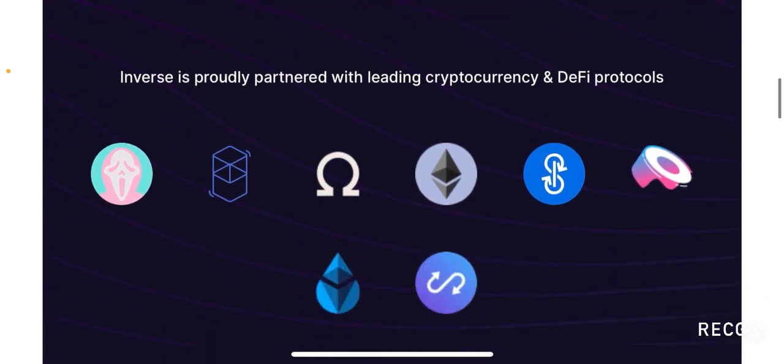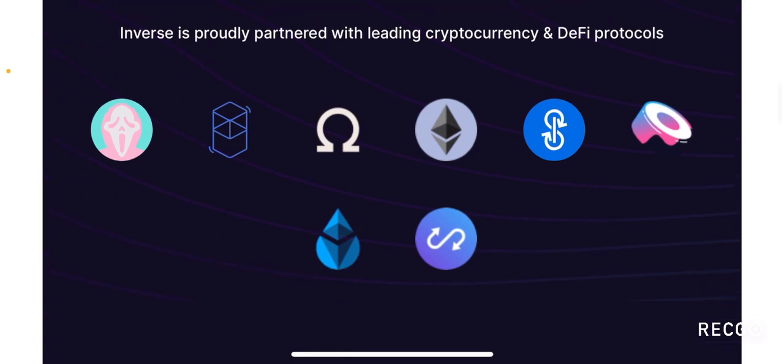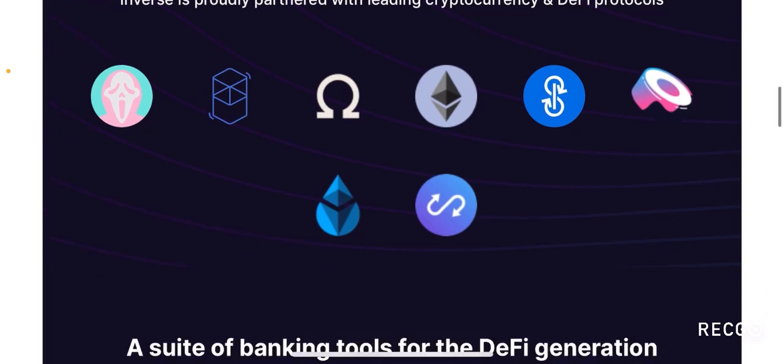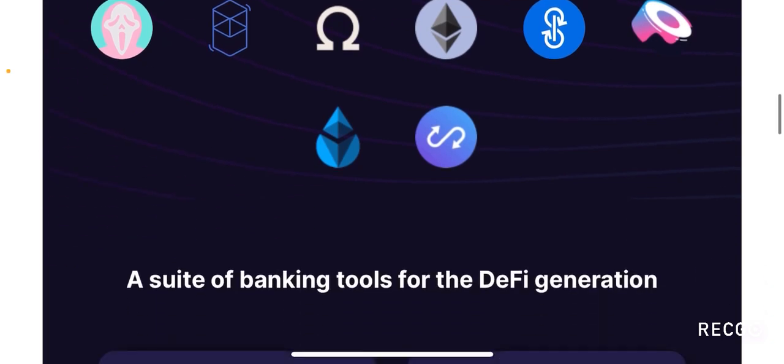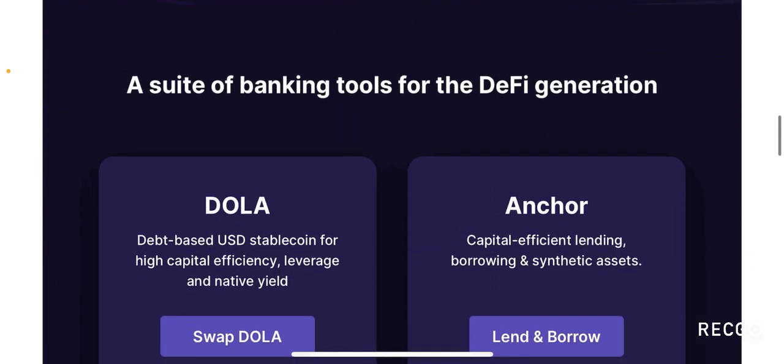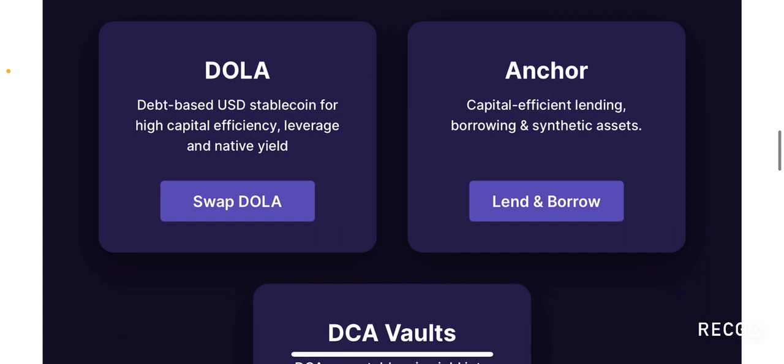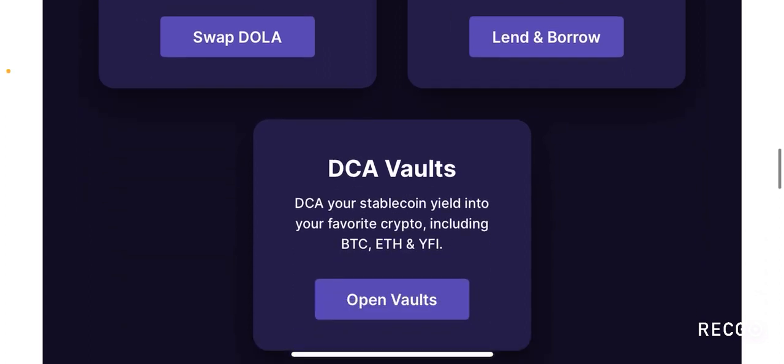So Inverse is proudly partnered with leading cryptocurrency and DeFi protocols. So here are some of the list of projects that they're partnered with. I'm not sure about the first one, but it seems like they're partnered with Phantom, Ohm, Ethereum, Yearn Finance, SushiSwap, as well as AnySwap, and they have a suite of banking tools for the DeFi generation. So Dola, Anchor and DCA Vaults are some of their products, right?